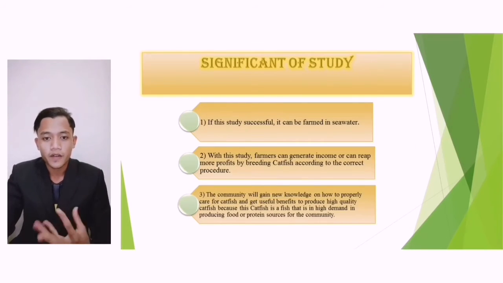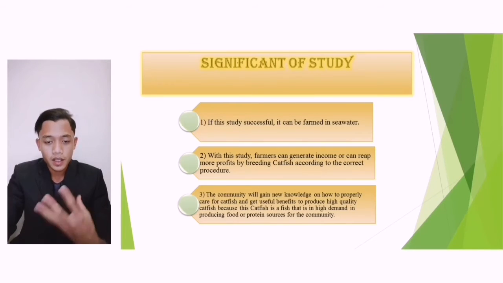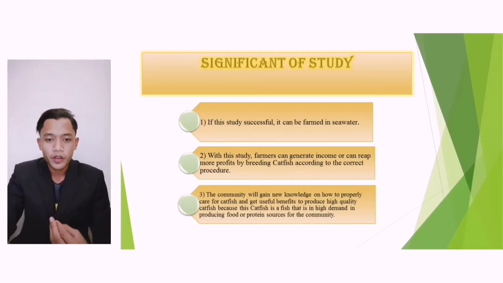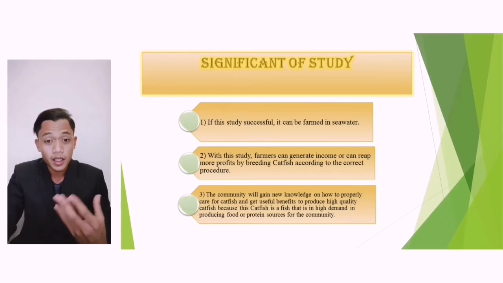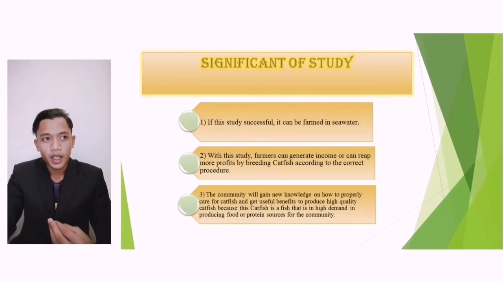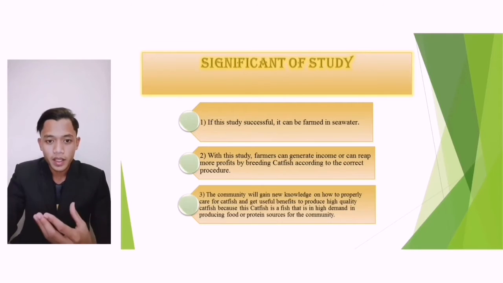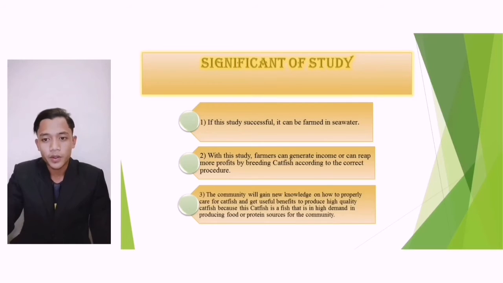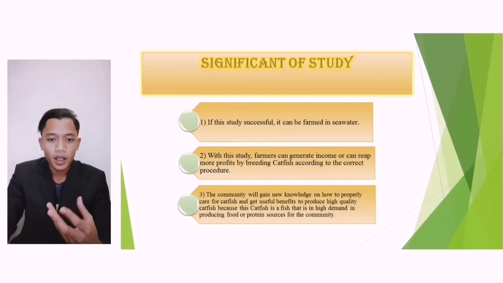For significance of the study, if the study is successful, it can be found that we can breed Clarias gariepinus in seawater or in marine water. For number 2, significance of the study is that with this study, farmers can generate income or reap more profits by breeding catfish according to the correct procedure.